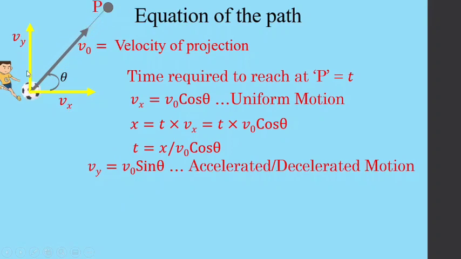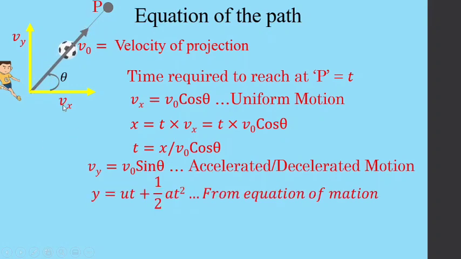Now the second velocity component is Vy, which is equal to Vo sin theta. This is a case of accelerated or decelerated motion, because this velocity vector keeps on changing. To find the displacement in the vertical direction, we need to use the second equation of motion, because it is accelerated motion. Here y equals ut plus half at square. Here u is the vertical component of the velocity at the initial point, so that is Vo sin theta, and time is x divided by Vo cos theta.